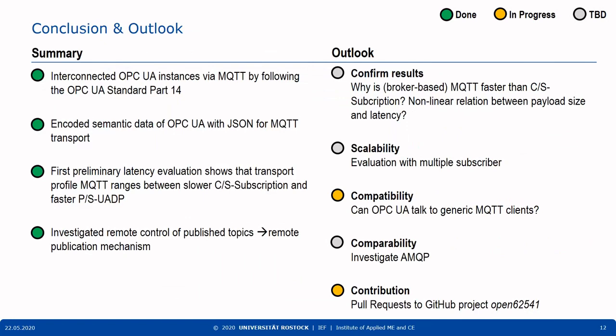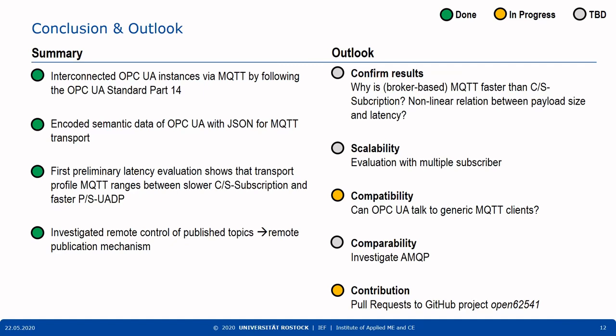Let's come to the conclusion and outlook. So for the summary, what did we do? We interconnected OPC UA instances via MQTT, and we followed the OPC UA Part 14 standard amendment. We also encoded semantic data from OPC UA with JSON, which we transmitted via MQTT. We did some very first preliminary latency evaluations that showed that the MQTT transmission ranges somewhere between the slower client-server subscription and the brokerless publish-subscribe UADP.